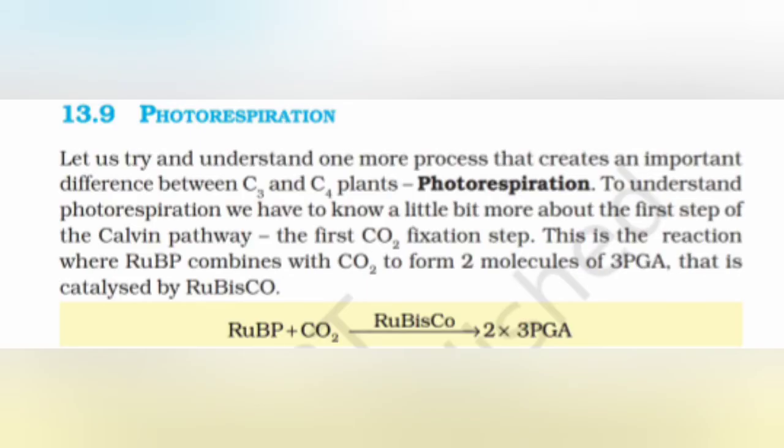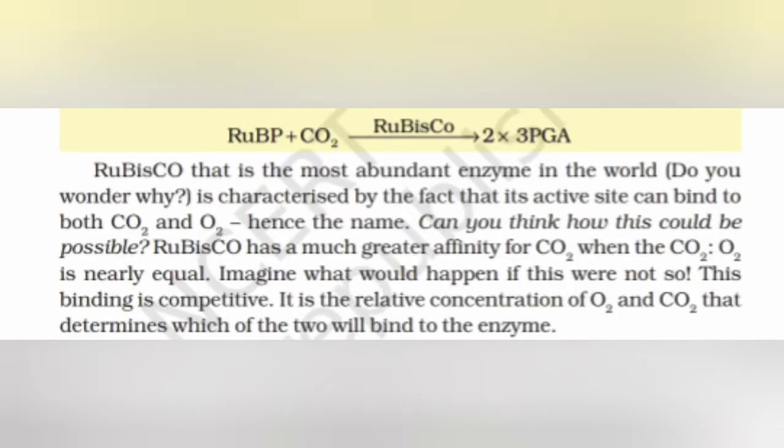Next topic is photorespiration. Let us try and understand one more process that creates an important difference between C3 and C4 plants, that is photorespiration. To understand photorespiration, we have to know a little bit more about the first step of the Calvin pathway, the first carbon dioxide fixation step. This is the reaction where RuBP combines with carbon dioxide to form 2 molecules of 3-PGA. Here we can see the reaction: RuBP plus carbon dioxide in the presence of rubisco gives 2 molecules of 3-phosphoglyceric acid.